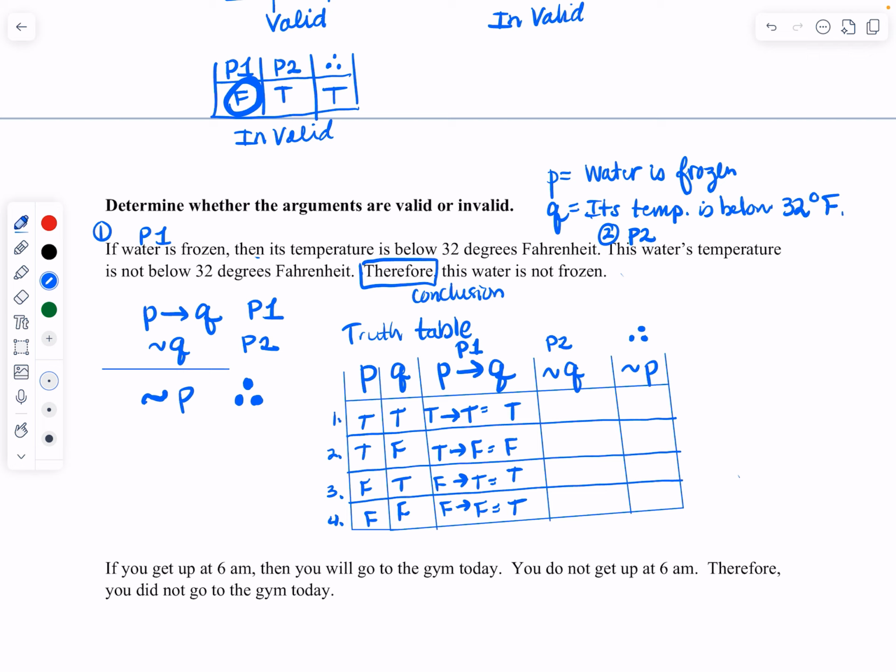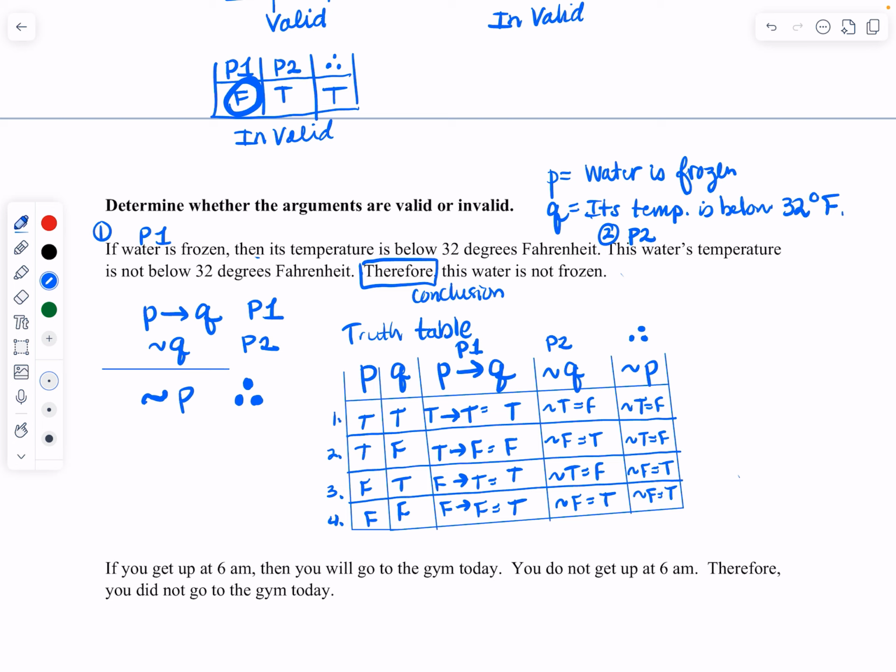Premise 2 is negation Q. So I'm going to negate true to get false. I'm going to negate false to get true. I'm going to negate true to get false. And I'm going to negate false to get true. And finally, I'm then going to negate the P column, which is negation of true is false. Negation of true is false. Negation of false is true. Negation of false is true.